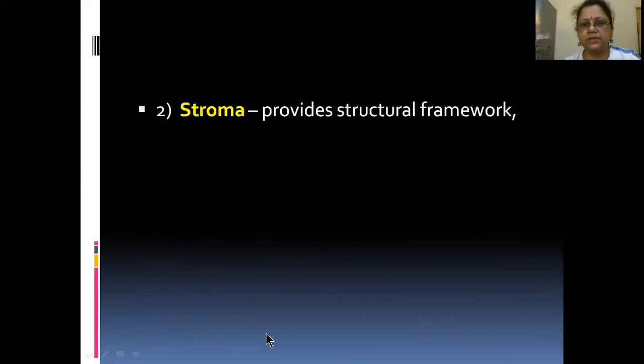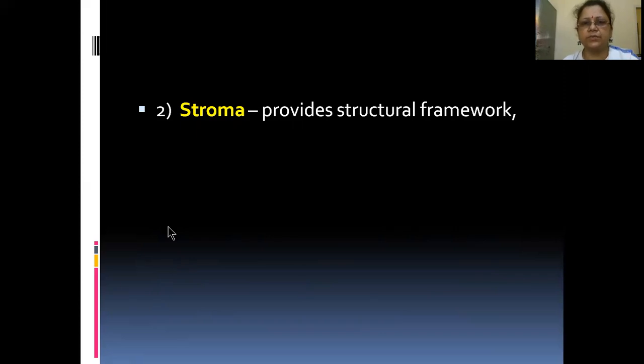So what I suggest is that before going through this topic, or after going through this topic, you can go through my previous note on glands from general histology. So it will do a lot of help to you.